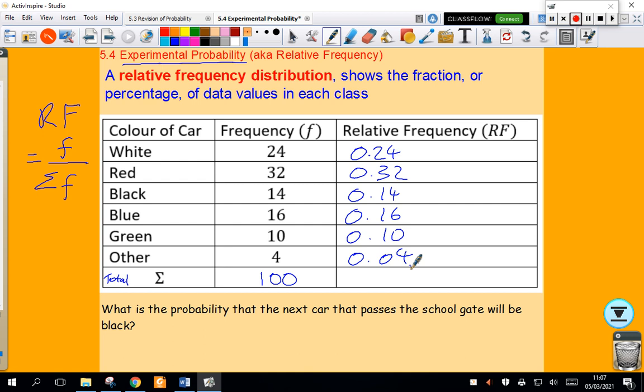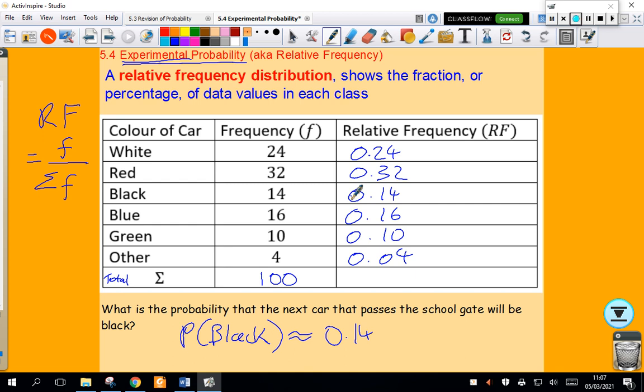So what is the probability that the next car that passes the school gate will be black? Well, on our evidence, we are saying that's about 0.14. Now, we don't know that that's definitely correct, but it's our evidence based on the data we've collected. We've conducted an experiment, which was counting cars, and we've established a probability based on that. So the probability of black is 0.14.